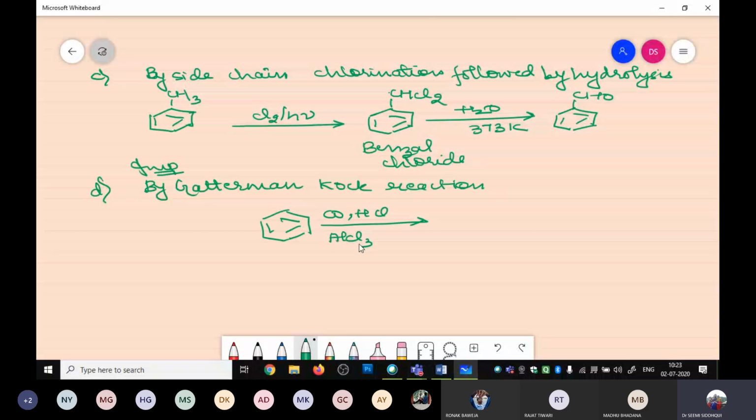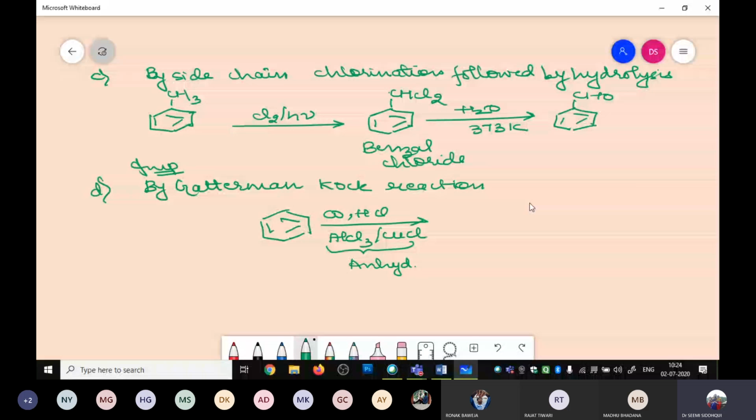Clear? Now when you take benzene and make it react with carbon monoxide and HCl in the presence of anhydrous AlCl3 and CuCl, then you are going to get benzaldehyde, or whatever derivative you take over here, that corresponding aldehyde you are going to get. This particular reaction is called the Gattermann-Koch reaction.